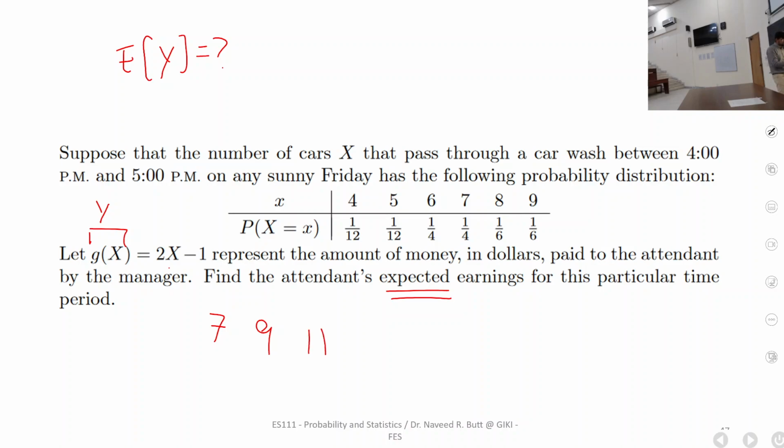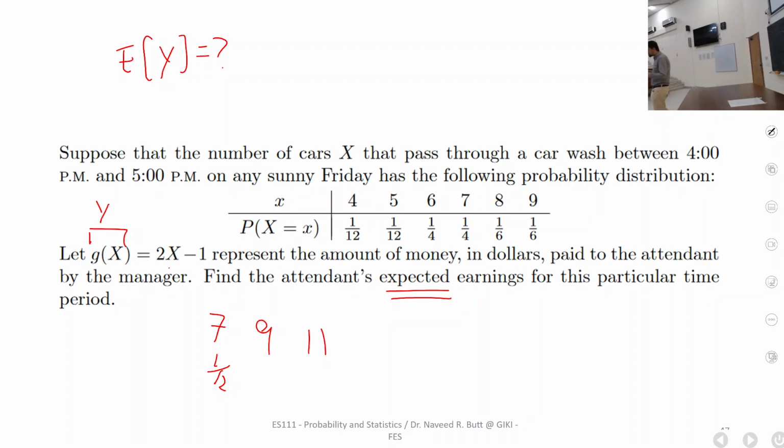And now what are you saying? You will take this and multiply this with what? The probability of this happening, of the small x. So what will be its probability? 1 over 12. Why is the probability of him earning $7 1 over 12? Because that is the probability of 4 cars showing up. So that is how much he will earn. So you're right. What you did was you went back to the definition. So that is what I want you to cover.